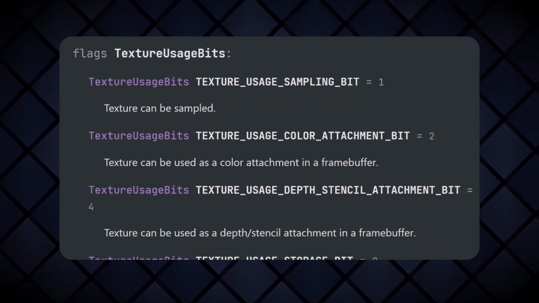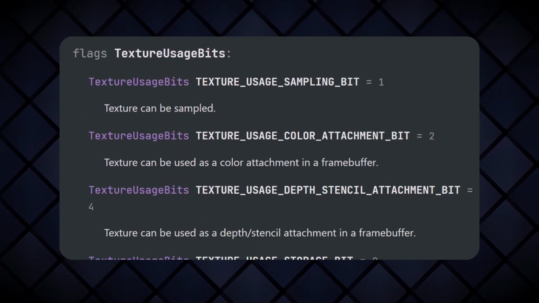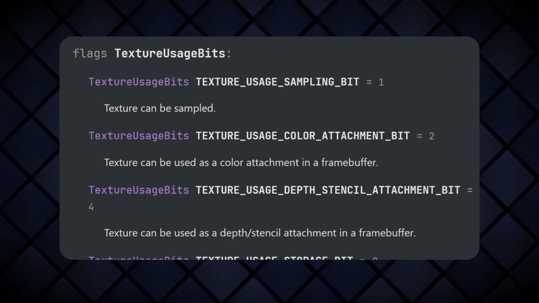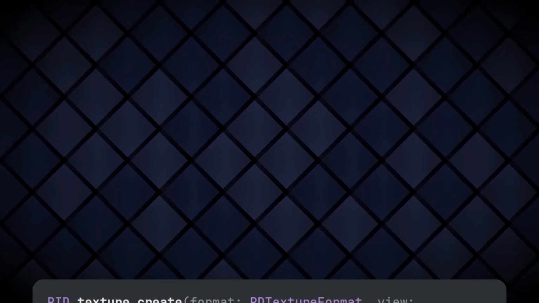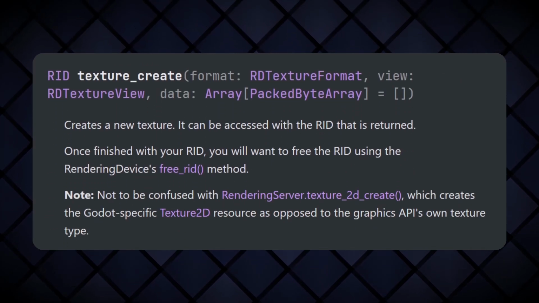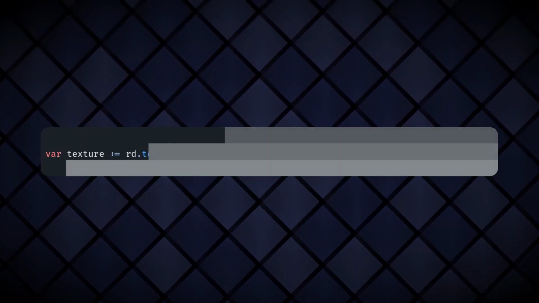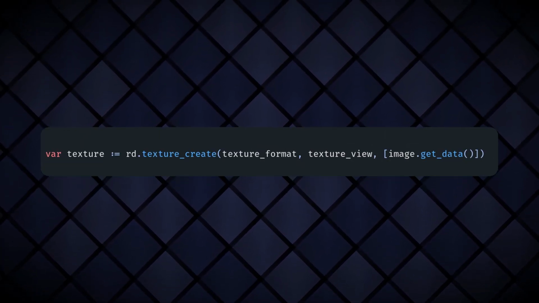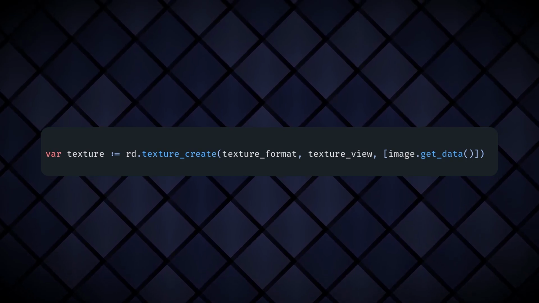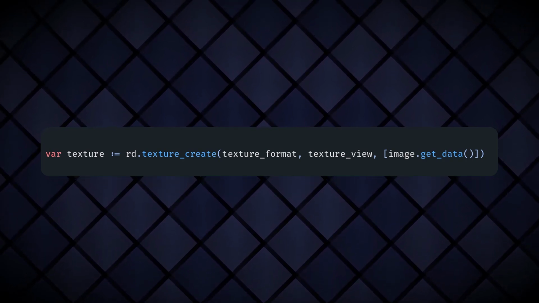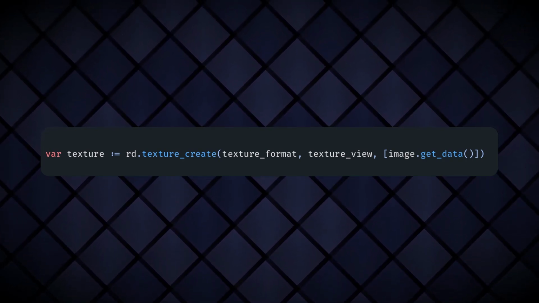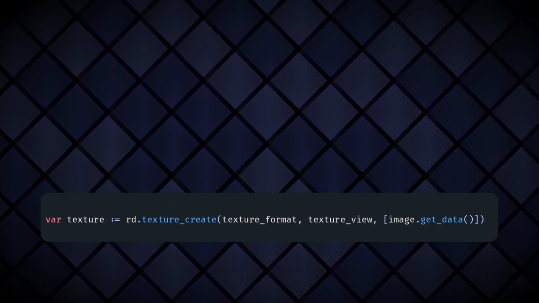If you want to see what other options there are, look through the texture usage bit flags on the page for rendering devices documentation. Now we can actually create the texture by calling texture create and passing in the texture format, texture view, and image data. Here's how it looks in the script. So we now have our shader and uniforms fully initialized. If this were a shader you want to run multiple times, everything we've written so far would have been in a ready function. Now we can get to actually running the shader.